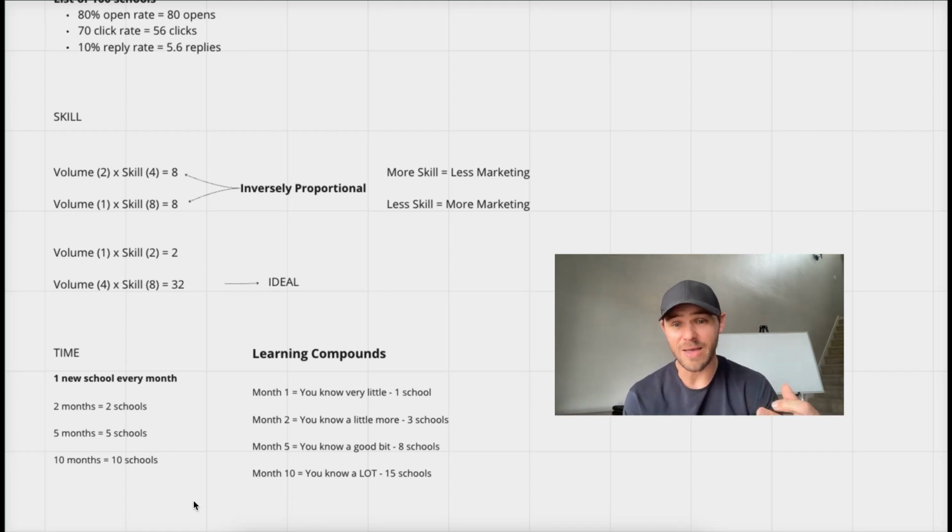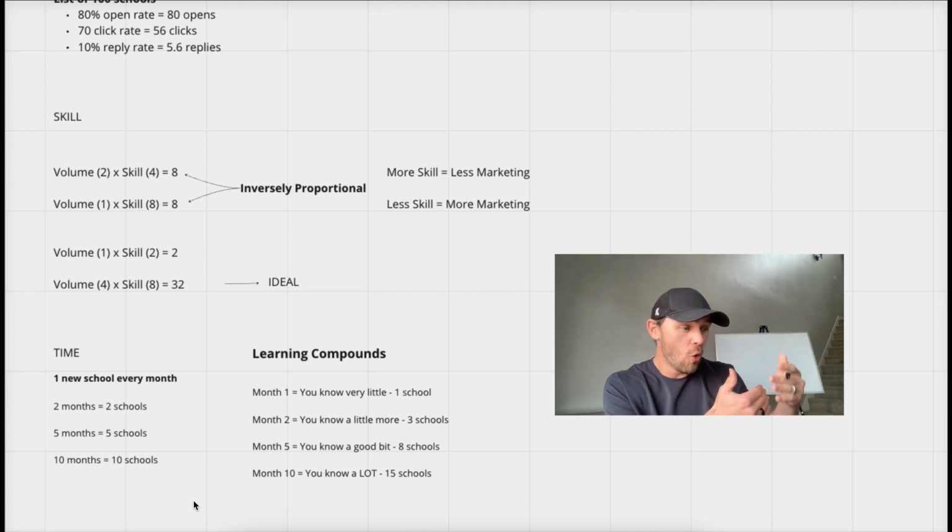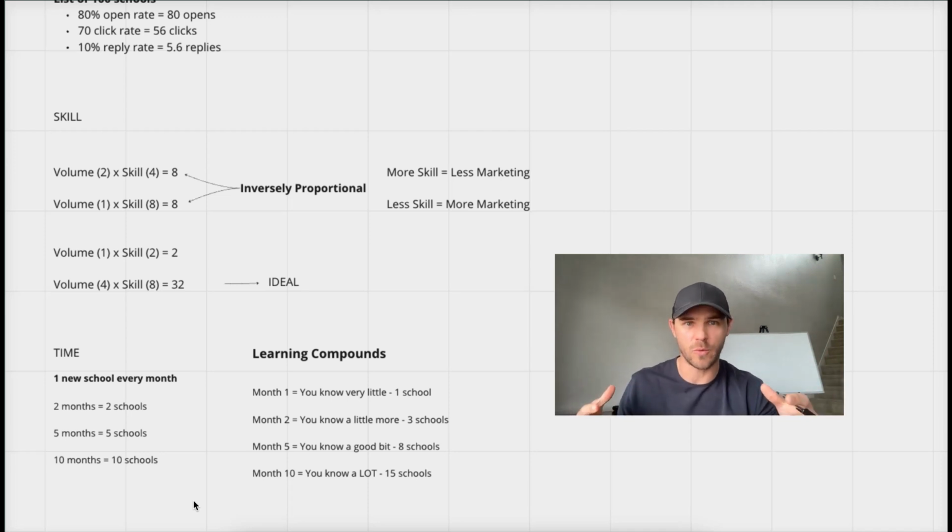By month 5, you actually know a good bit about college recruiting. You're not in the same place as you were 5 months ago, so it's not going to still be one school at a time each month. It's going to be more than that because your learning is compounding on itself. Now in month 5, you might have something like 8 schools that are interested. And by month 10, you're really grooving because you have 10 months of learning in the recruiting process, and you might have something like 15 schools compared to the 10 that you would have had before. It's simply because learning compounds over time, and you only get those benefits if you stay in the game long enough. If you are not in the game for a long enough period of time, you will not be able to reap the benefits of compounding.